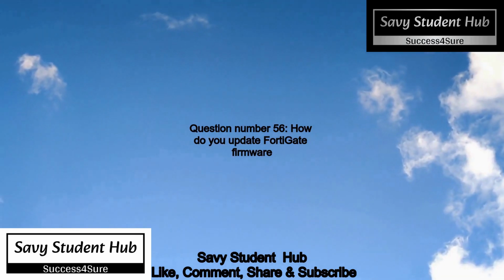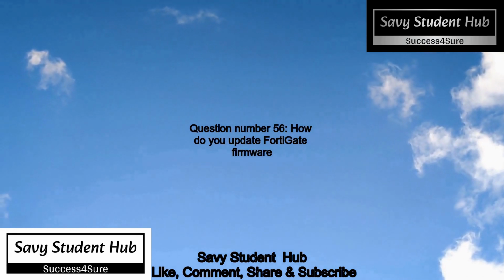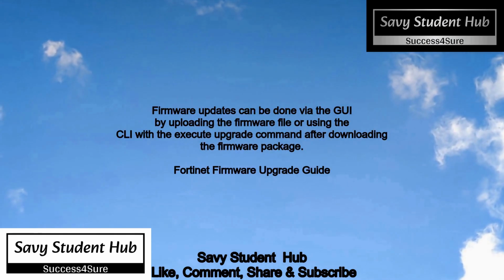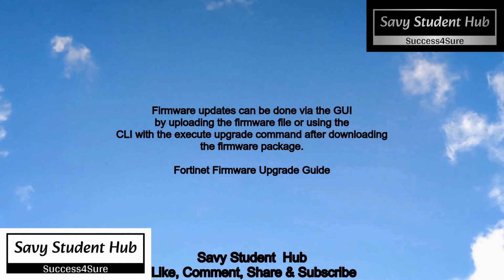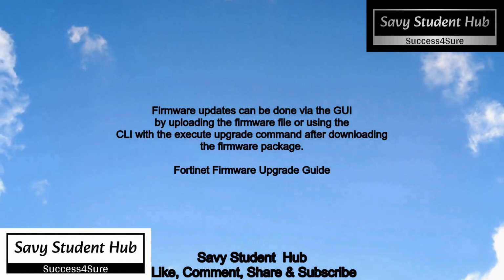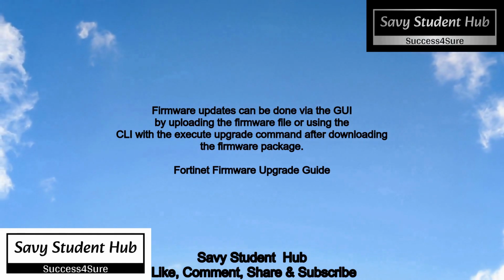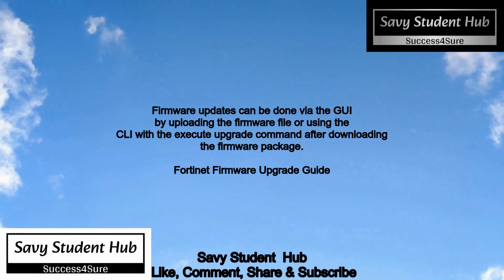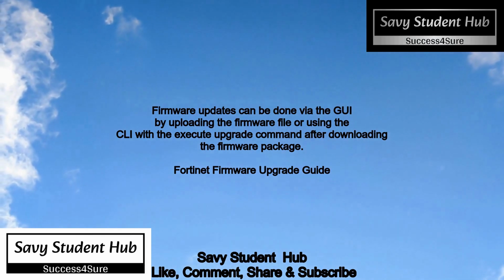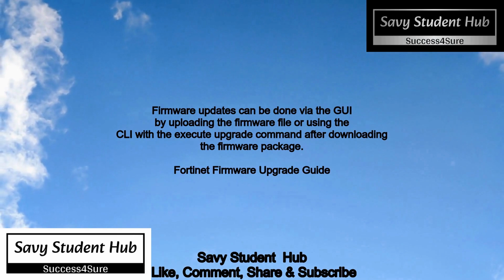Question number 56. How do you update Fortigate firmware? Firmware updates can be done via the GUI by uploading the firmware file or using the CLI with the execute upgrade command after downloading the firmware package.